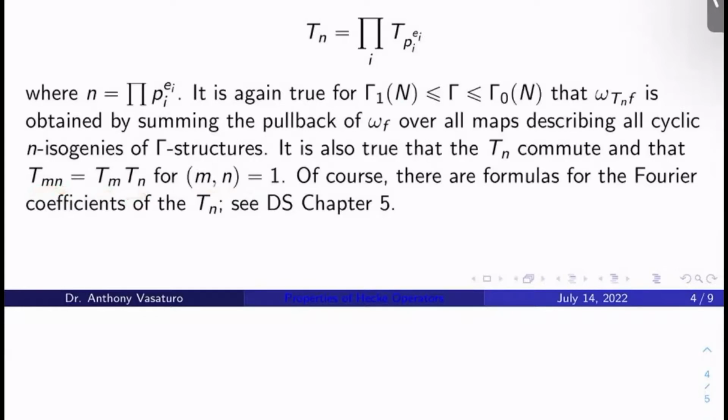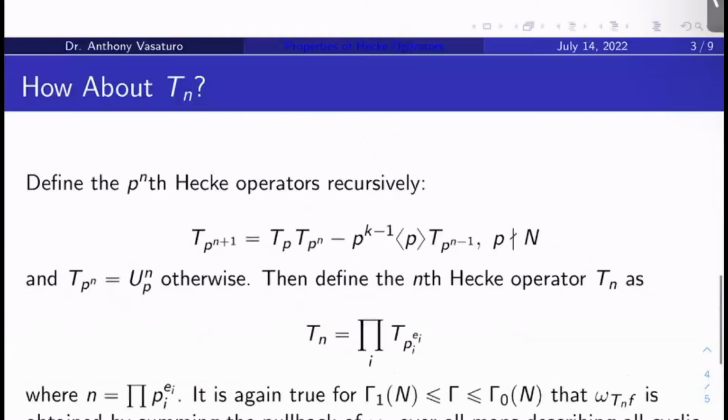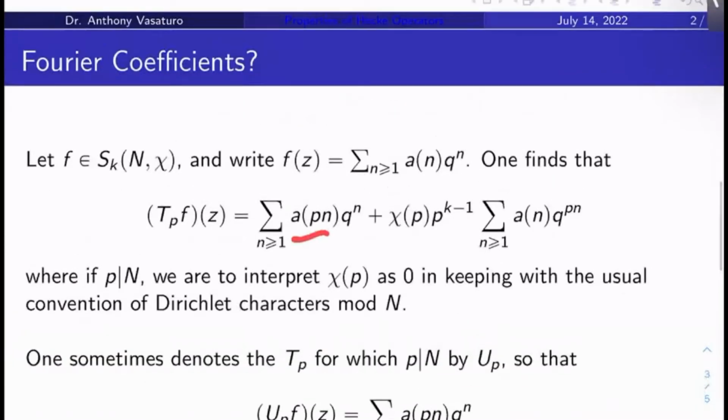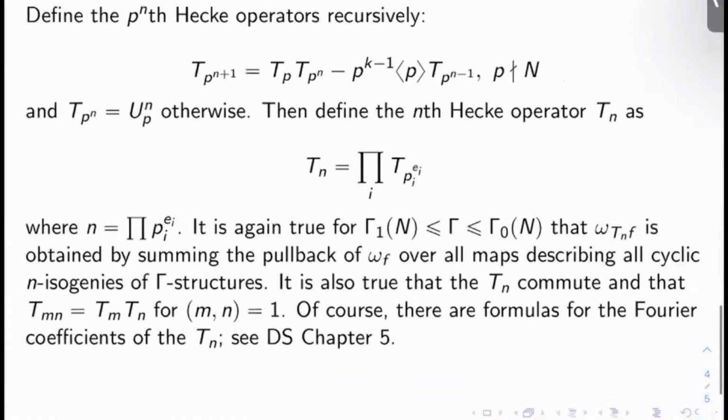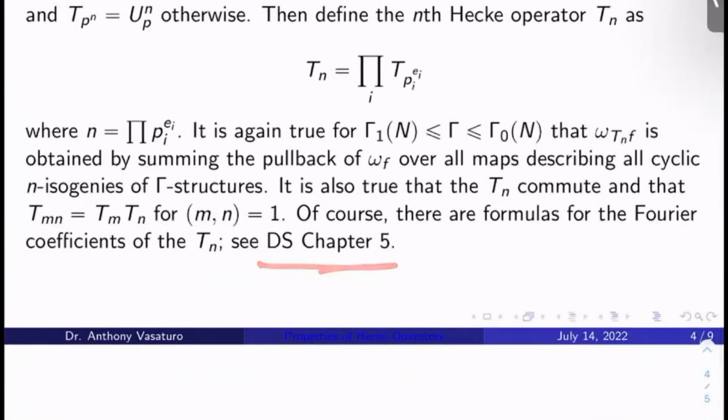Okay, and you might ask, all right, well, how about this slide up here where we wrote down the Fourier coefficients for T sub p? Can you do the same thing for T sub n? Yes, you can. I'm not going to write it down. It's not that important for us. The formulas are in Diamond and Shurman chapter 5.